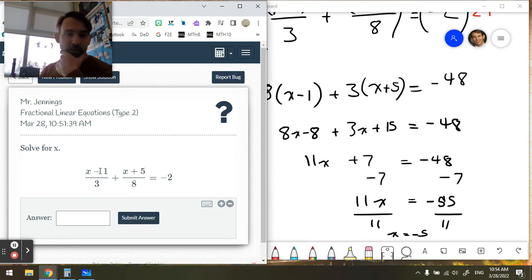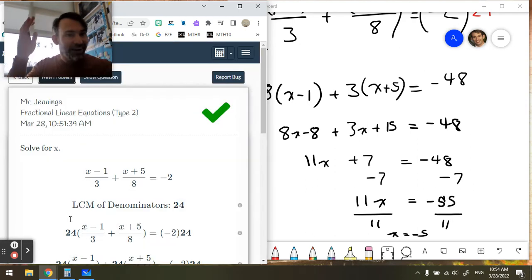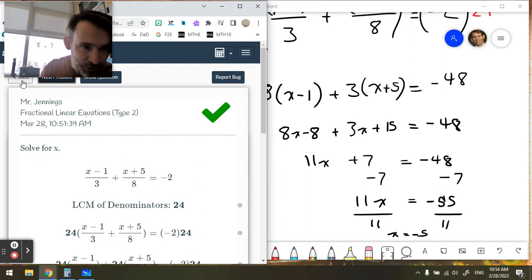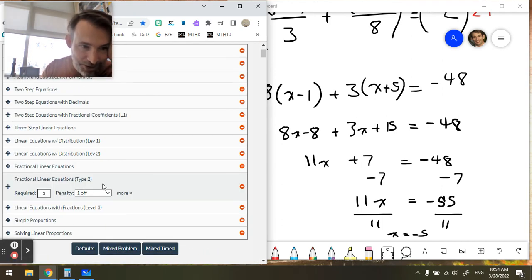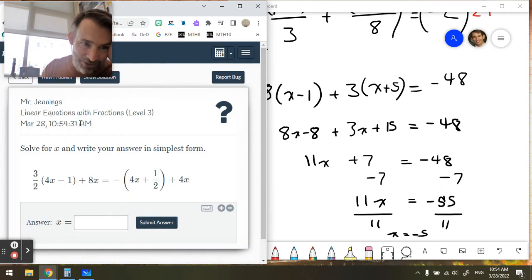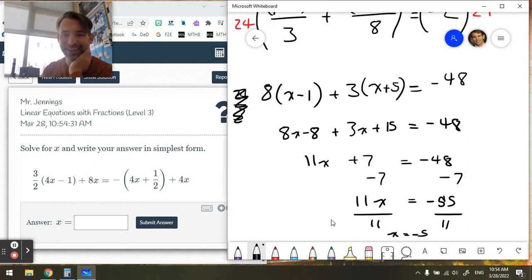Negative 5 minus 1 is negative 6. Negative 6 divided by 3 is negative 2. Negative 5 plus 5 is 0. So this is 0. So negative 2 equals negative 2. Negative 5 works. Yay! Okay, I think I only asked you to do one of those. This one I asked you to do only one. Okay, all right, this one.